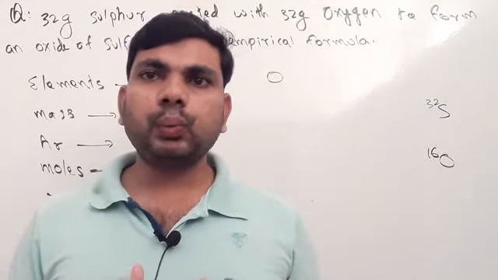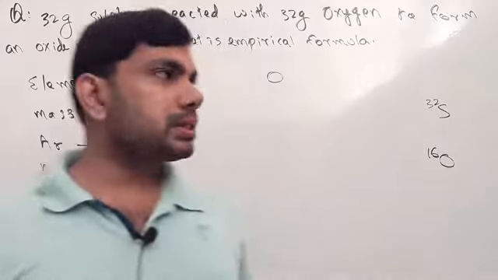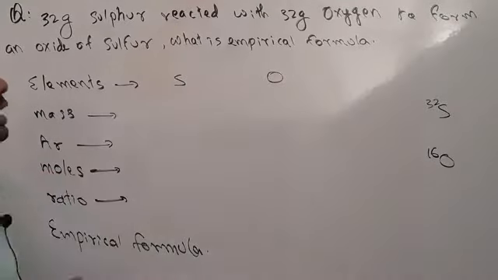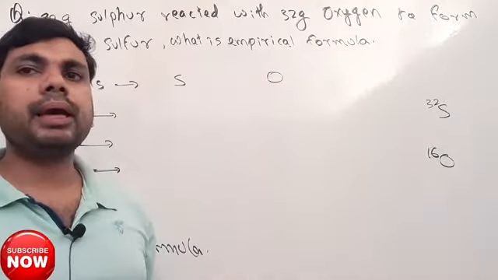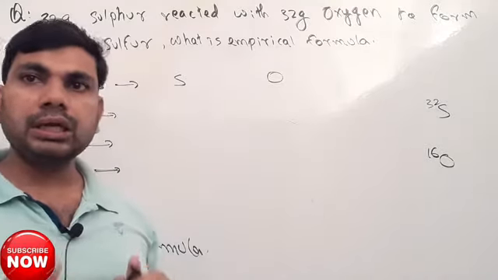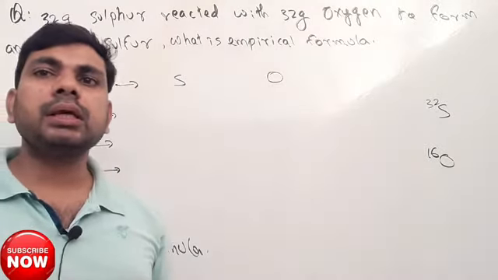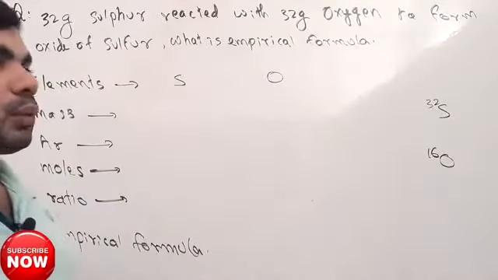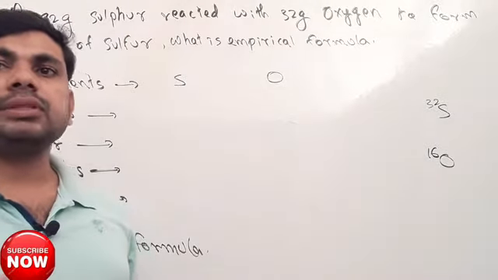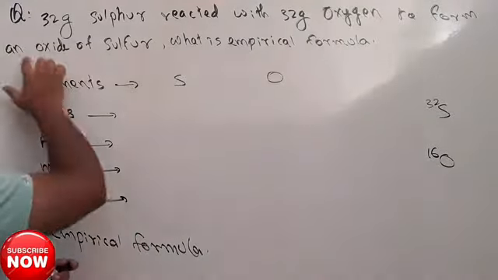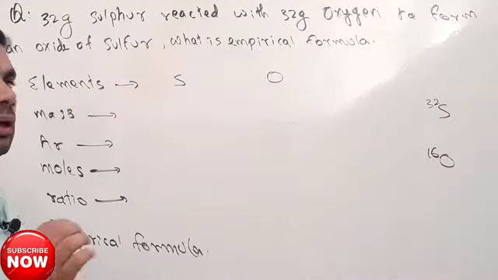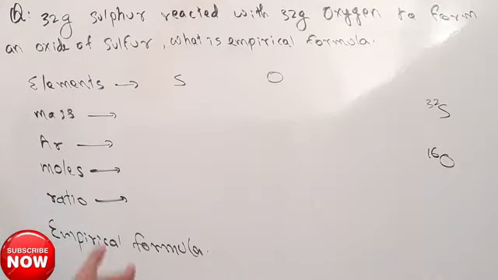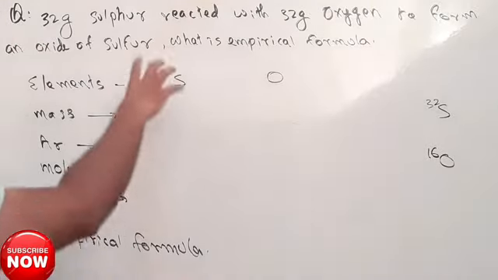Here we have one question related to this. 32 gram sulfur reacted with 32 gram oxygen to form an oxide of sulfur. What will be the empirical formula of this oxide of sulfur? Sulfur reacting with oxygen forms an oxide of sulfur, and you have to find its empirical formula. So here are the different steps.